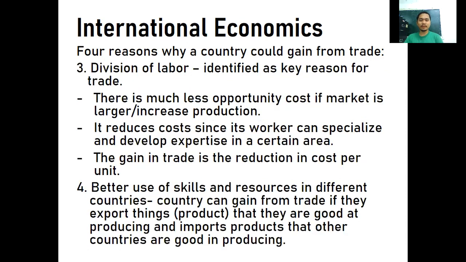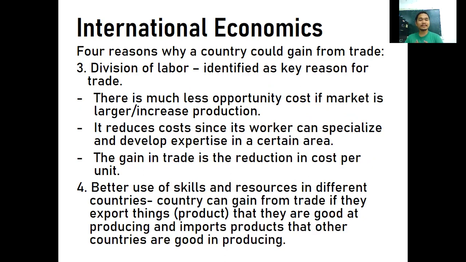third is the division of labor. Okay, division of labor, it is identified as the key reason for trade, of course. So there is much less opportunity cost if market is larger or increased production. And it reduces the cost since its worker can specialize and develop expertise in a certain area. And the gain in trade is the reduction in cost per unit. So this is the third reason of division of labor.